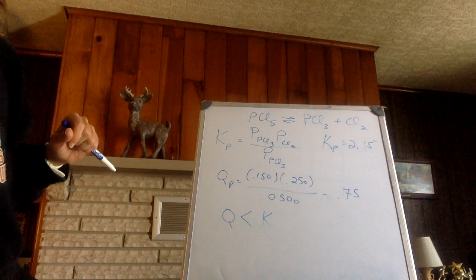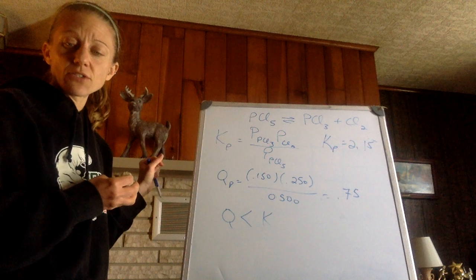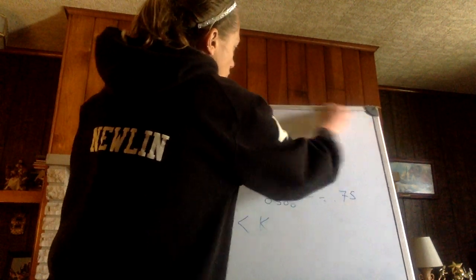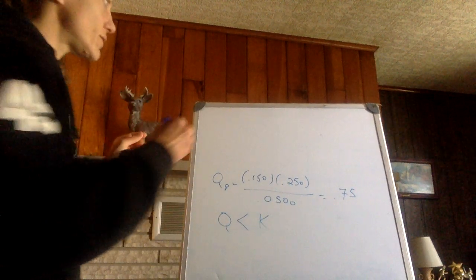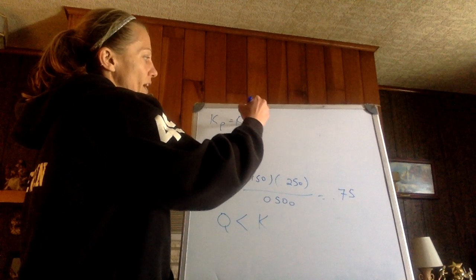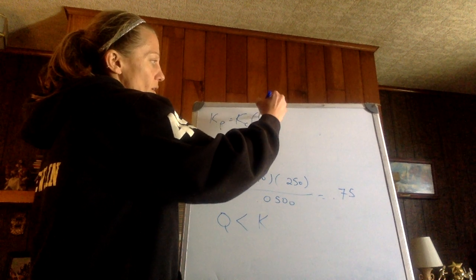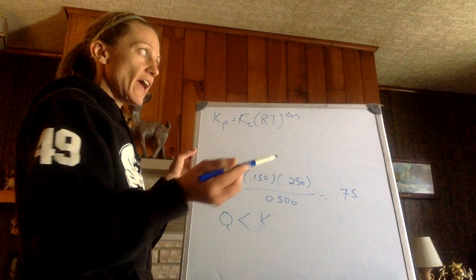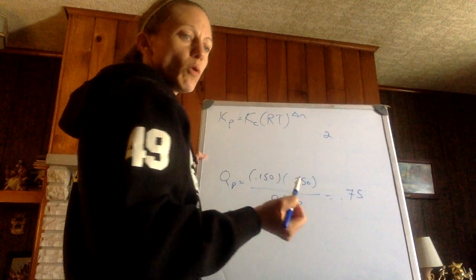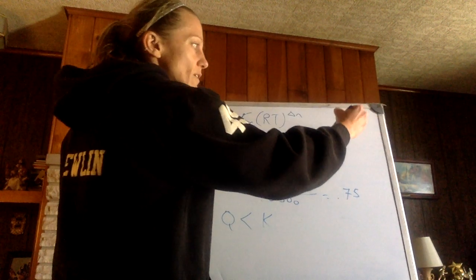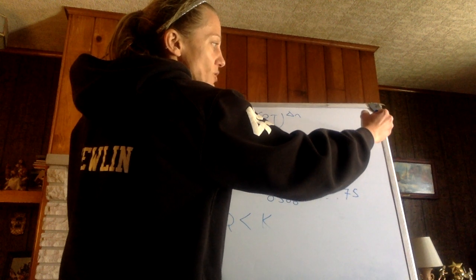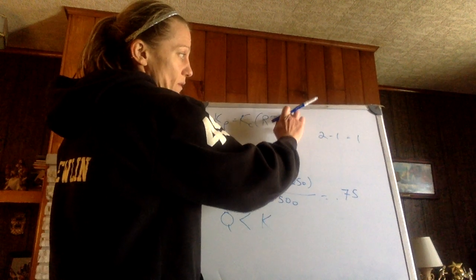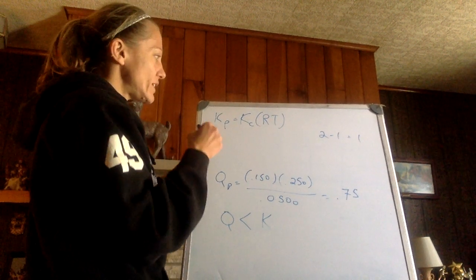I'm also asking you here to calculate Kc given Kp. It's pretty easy on this one. So my equation to do that, Kp equals Kc RT to the delta n. Delta n for this one: there are 2 moles on the right and 1 on the left. So my change, my delta n, is 1. Good. So I need to solve for Kc.